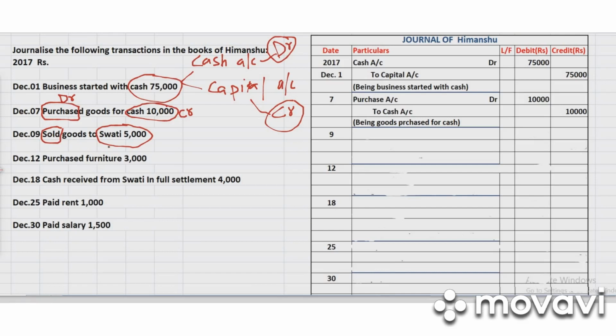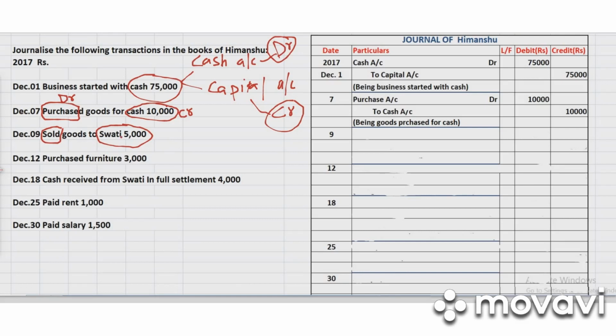Okay, now here you see, when cash is not there, now what to do? You have to apply the other rule of personal account. Swati is the name of a person, so the account affected is Swati's account. It is a personal account, so apply the rule of personal account: debit to the receiver, credit to the giver. So here who is the receiver? Here the receiver is Swati. In this particular transaction you can see the receiver of goods is Swati.